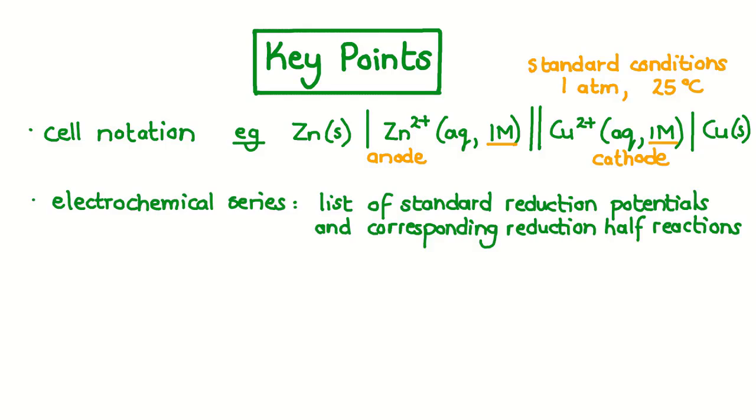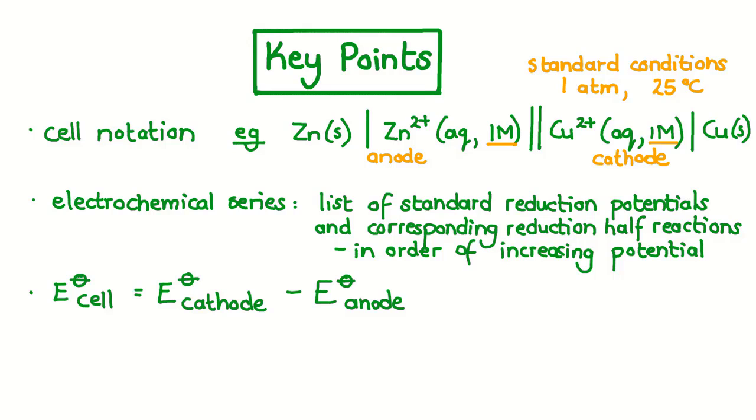Then we had a look at the electrochemical series, which is a list of standard reduction potentials and their corresponding reduction half reactions. We saw that this information is listed usually in order of increasing potential. In other words, in order of increasing potential to be reduced, or ease of reduction. Finally, we learned how to calculate the standard cell potential, E cell, or electromotive force.